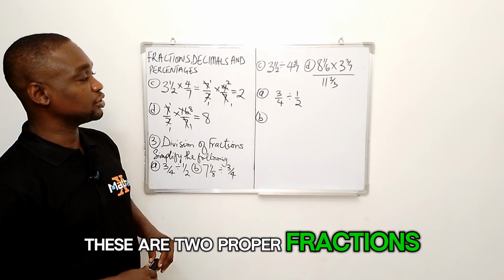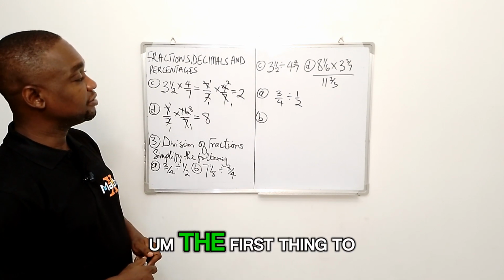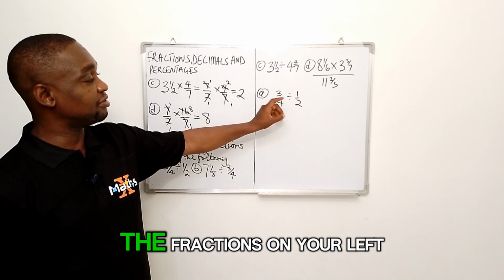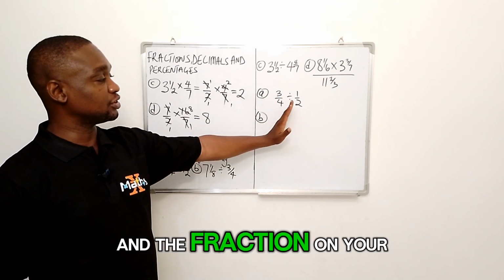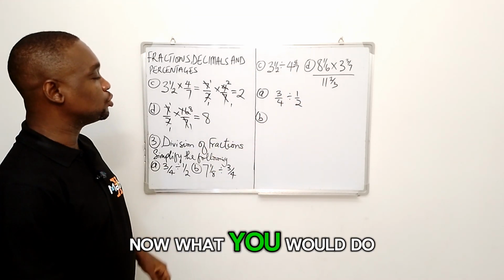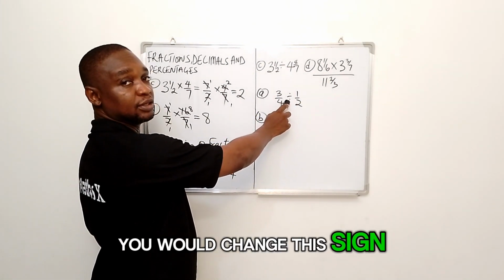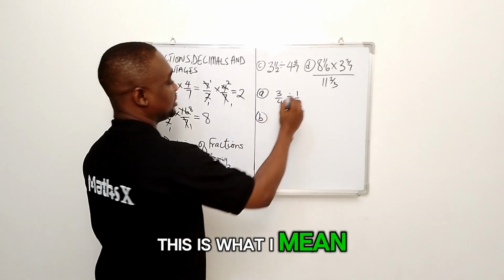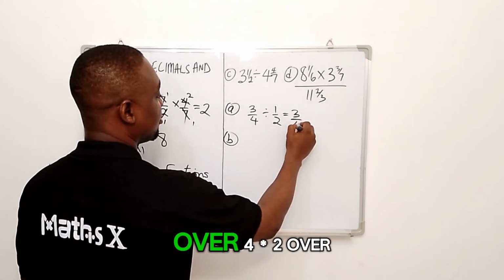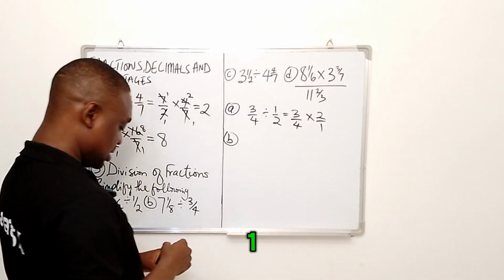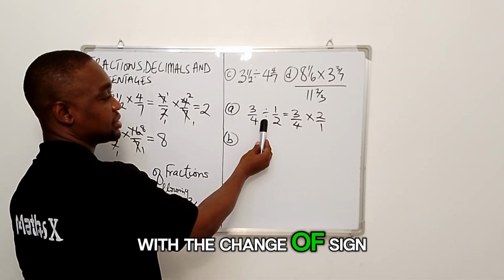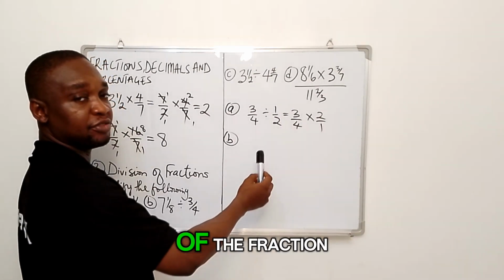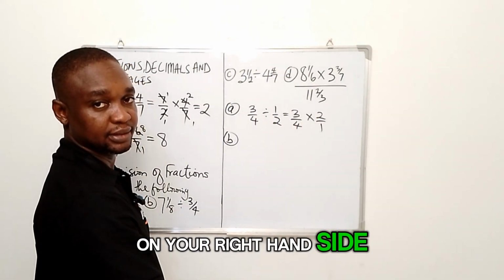So these are two proper fractions that I have to divide. The first thing to note is that there is a division sign between the two fractions, the fraction on your left-hand side and the fraction on your right-hand side. Now, what you will do is you will change this sign to a multiplication sign and invert the fraction. This is what I mean. So we have 3 over 4 times 2 over 1. Now, as you can see, with the change of sign from division to multiplication, it comes with an inversion of the fraction on your right-hand side.